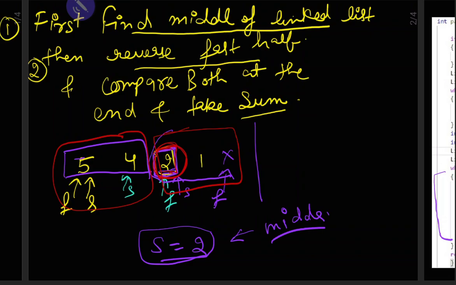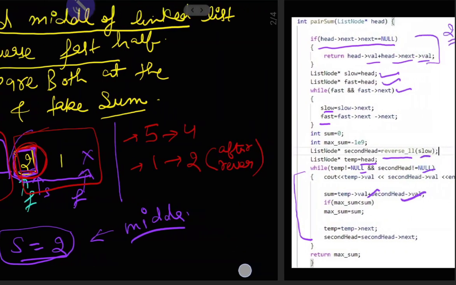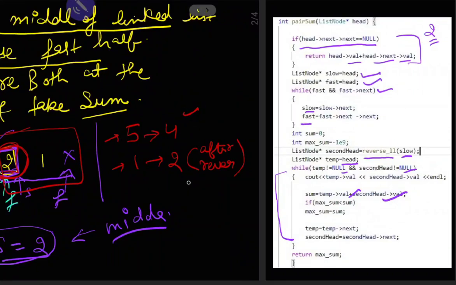After dividing, how do both linked lists look? The first one looks like this, and the second one is looking like 1 and 2 after reversing. Now I will start the while loop again, until my temp is null and my second head is null. This one is my second head. So we take the sum of both.